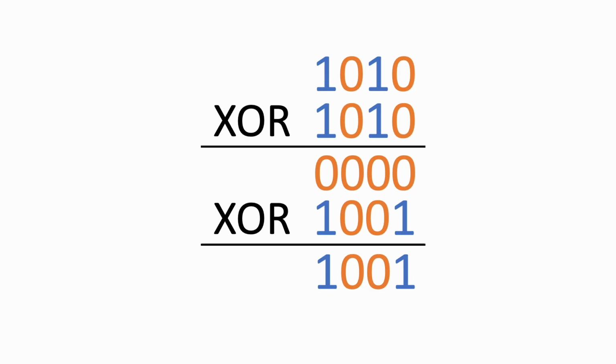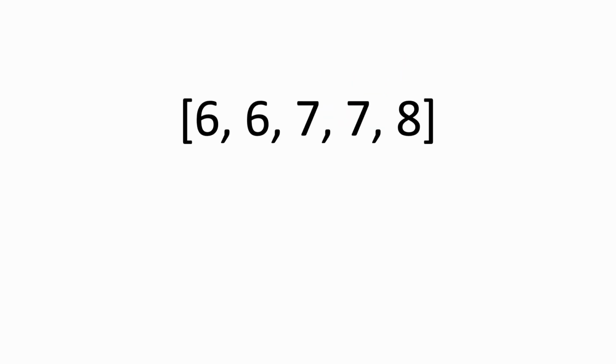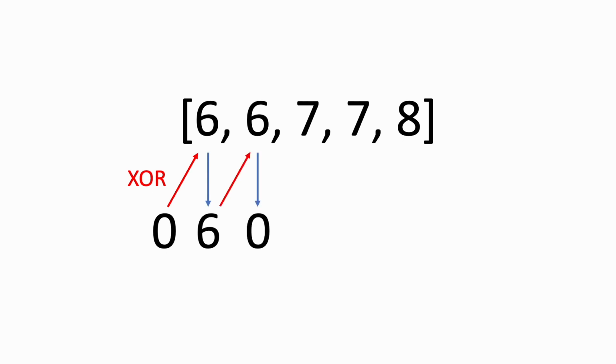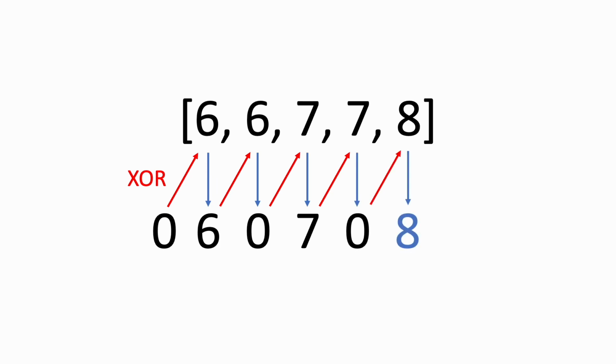So using this property, we're going to traverse the array and XOR each element with the next one, and keep a running total of the result. So we'd start with 0, and 0 XOR 6 will be 6. Then 6 XOR 6 will cancel out to 0. Then 0 XOR 7 will equal 7, and again, 7 XOR 7 cancels out to 0. Finally, 0 XOR 8 results in 8, and our final result is our answer.